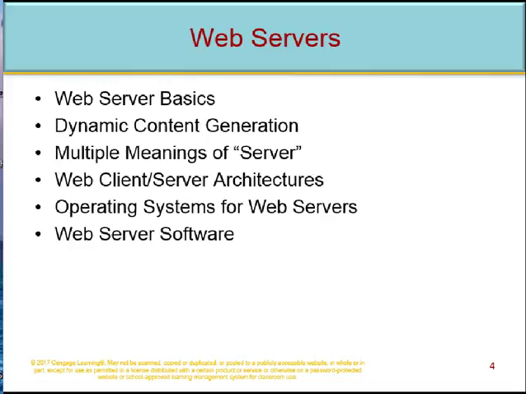AJAX, which is asynchronous JavaScript and XML, creates an interactive website that looks like an application. Ruby on Rails, Scala, and Python are scripting languages that are used to accomplish the same objectives. Many websites use more than one language or development framework to accomplish their objectives.